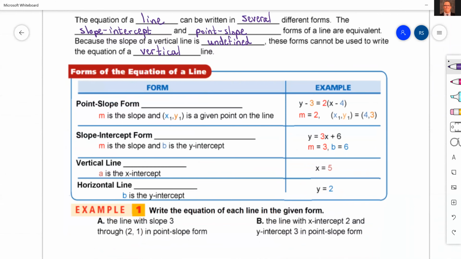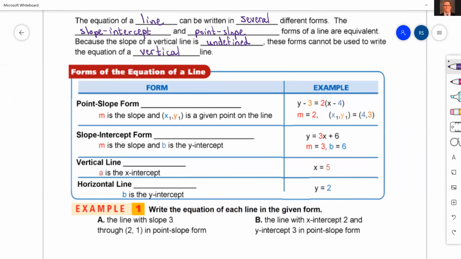So let's look at these different forms. Point-slope form is the one you may not be as familiar with, but we're given a slope and then a point, and with that information, we can write the equation of the line. It's y minus y1 equals the slope, so m times x minus x1. M is the slope, x1, y1 is our point. Notice that we're subtracting here.